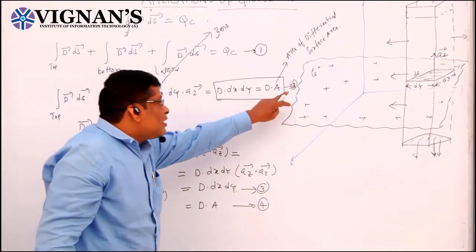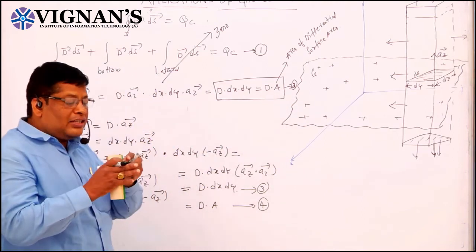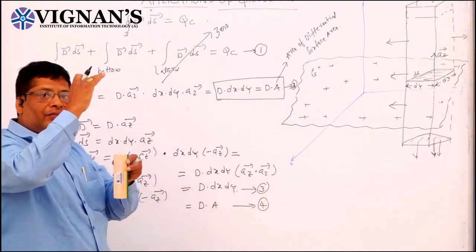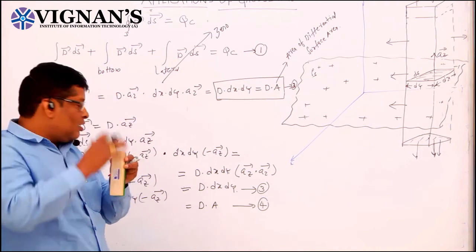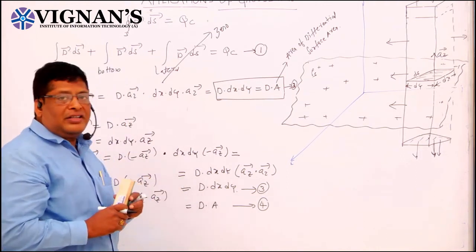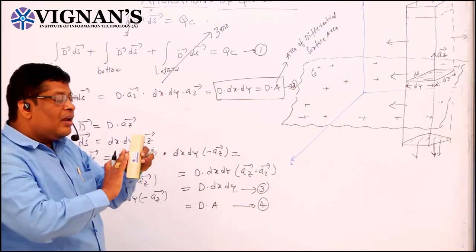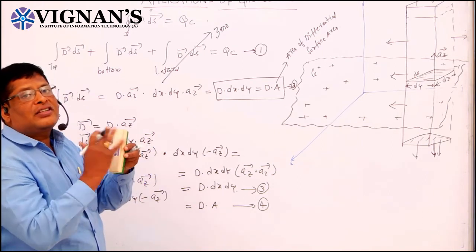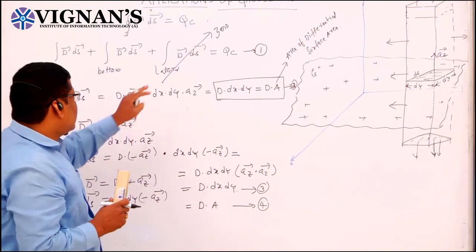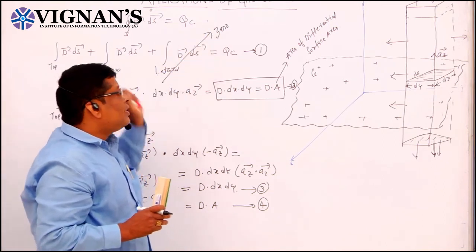Equation 2 represents how much flux is leaving from the top surface of the Gaussian surface. Equation 4 represents the flux leaving from the bottom surface. For the lateral surface, no flux is leaving, that's why in this integration we made it 0.